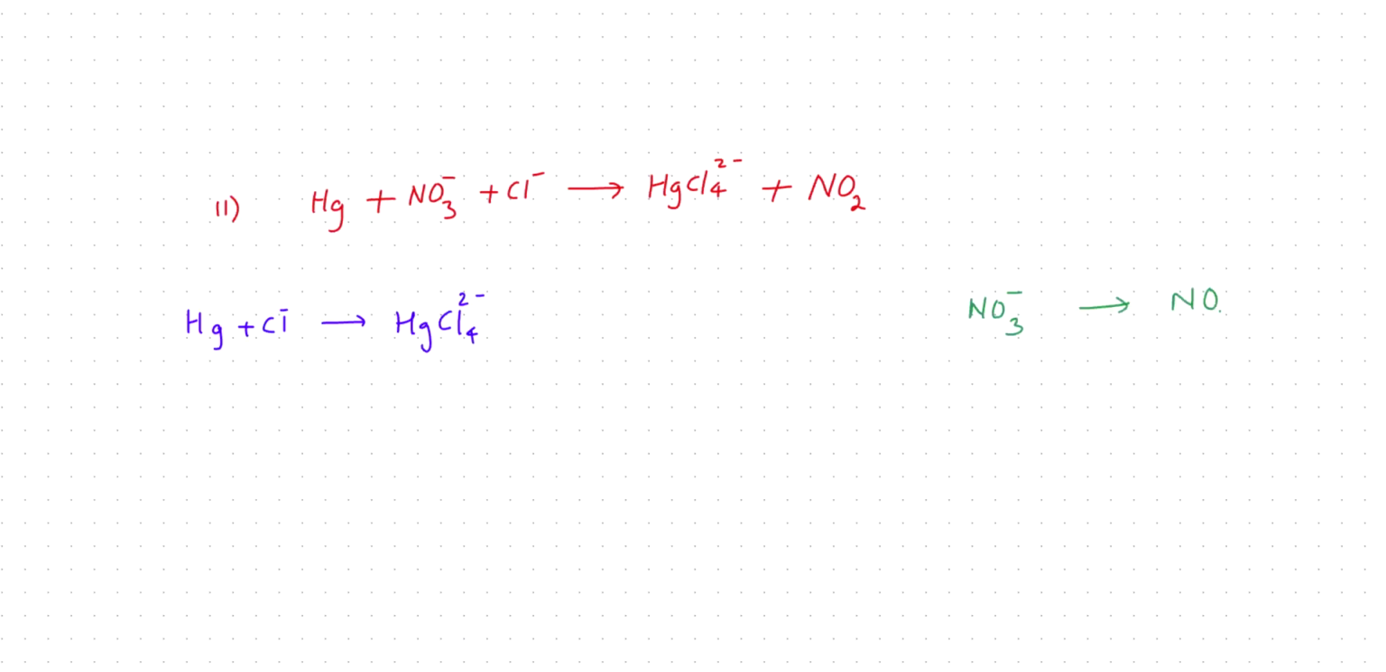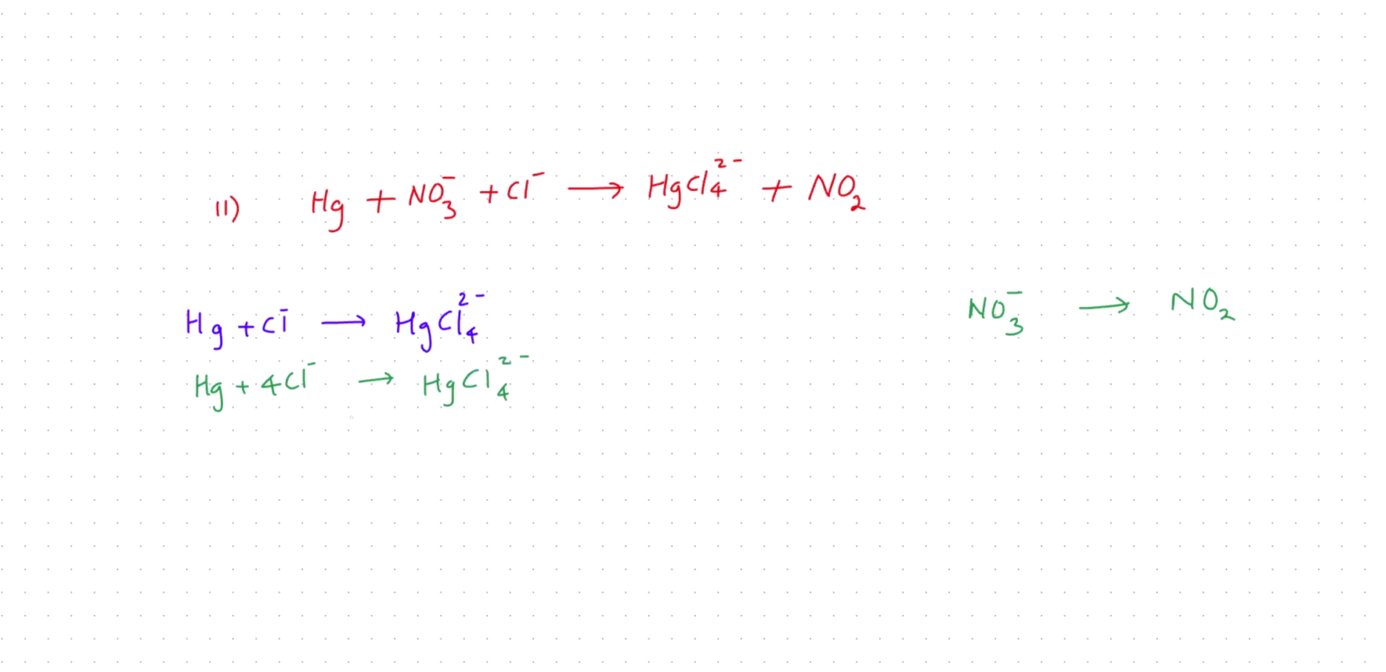Okay, now 1 Hg, 1 Hg, there are 4 Cl, so we write here 4 Cl. So Hg plus 4 Cl⁻ gives HgCl4²⁻. Now we have the number of atoms the same, 1 Hg on both sides, 4 Cl, 4 Cl.